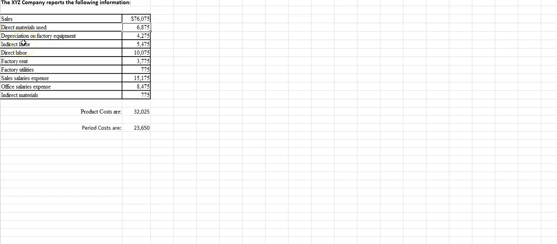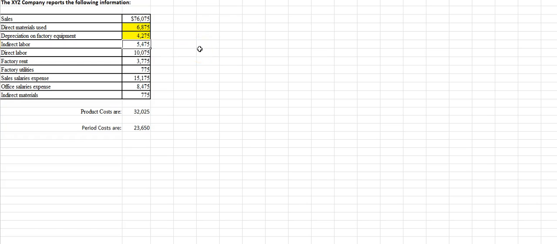If it is on some sort of equipment or machinery that's in the administrative offices, where the CEO, CFO works, not part of the factory, then it is not a product cost, okay? So it's important that the line item specify factory equipment. Since this says factory equipment, it is indeed a product cost. So we would include it as part of product cost. Okay, let me highlight the product cost here. This is a product cost. This is a product cost. This is a product cost.